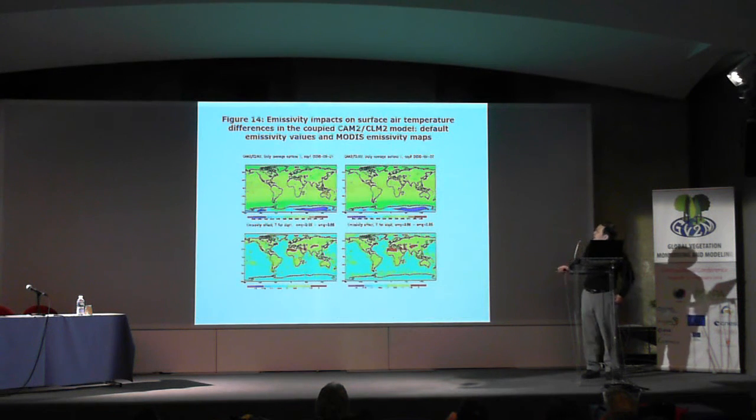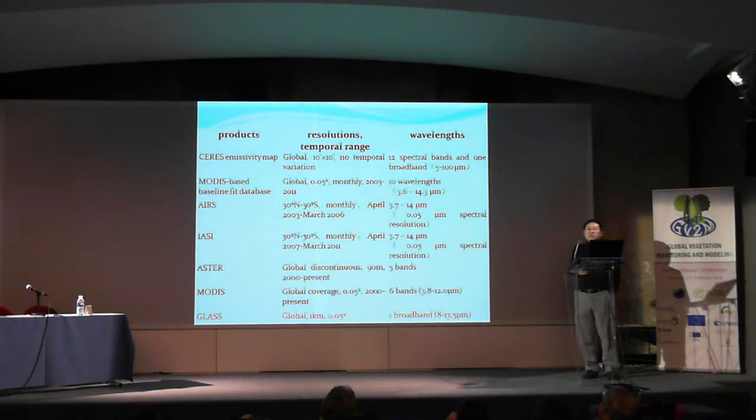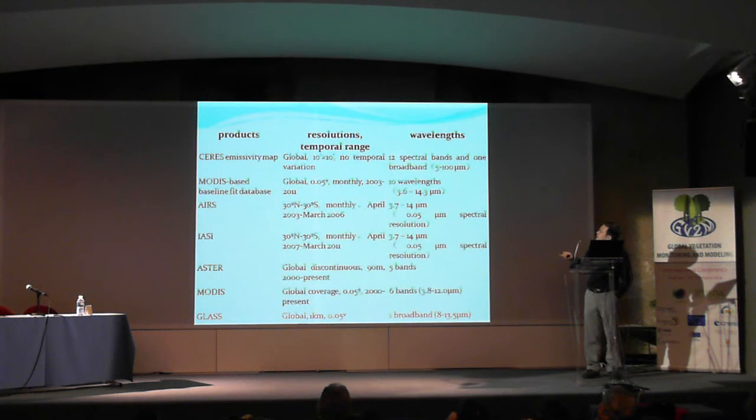This figure is showing the skin temperature, the air temperature. As you can see, the emissivity can result in air temperature differences as large as 2 degrees. So we keep everything constant except changing surface emissivity. That demonstrates surface emissivity is very important in global circulation models.